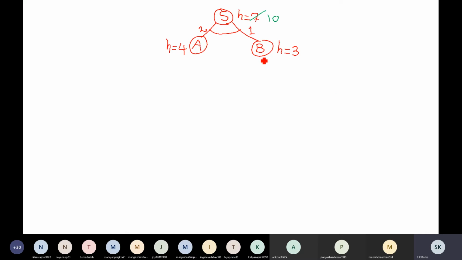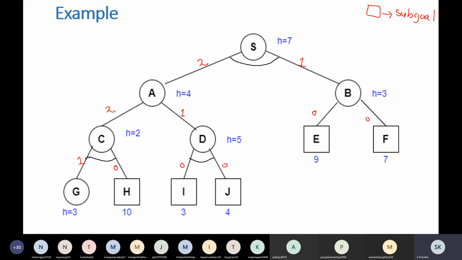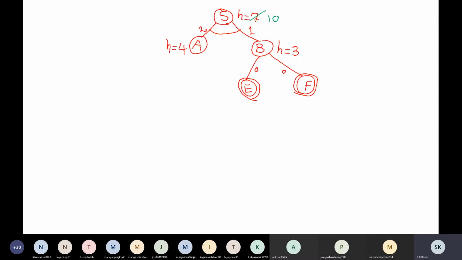So it will generate E and F. They happen to be terminal nodes. The corresponding costs are 0, that is given. Now what will happen? What about their costs? 9 and 7.